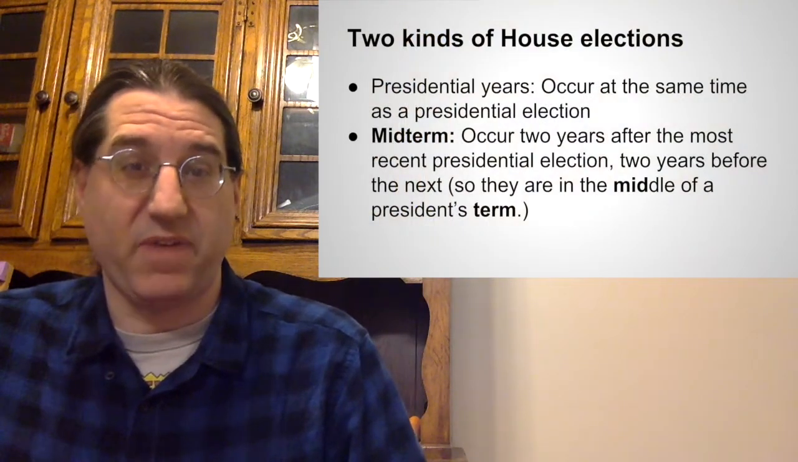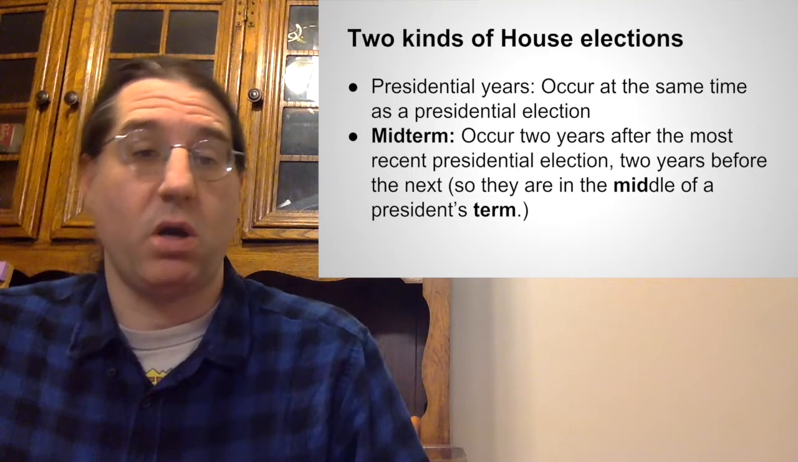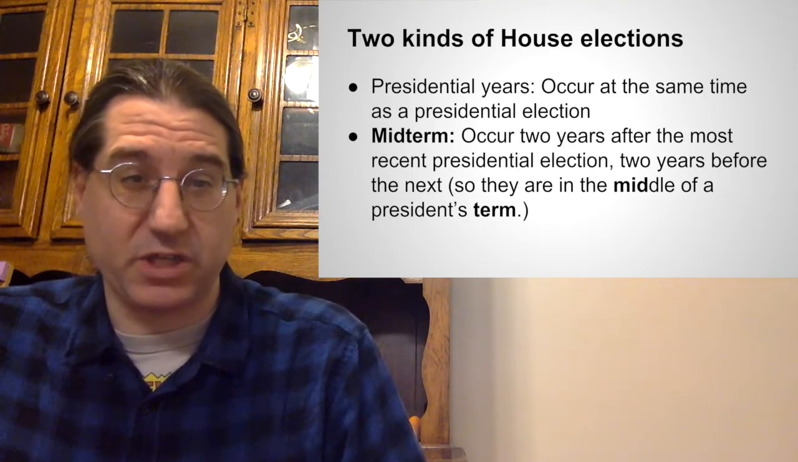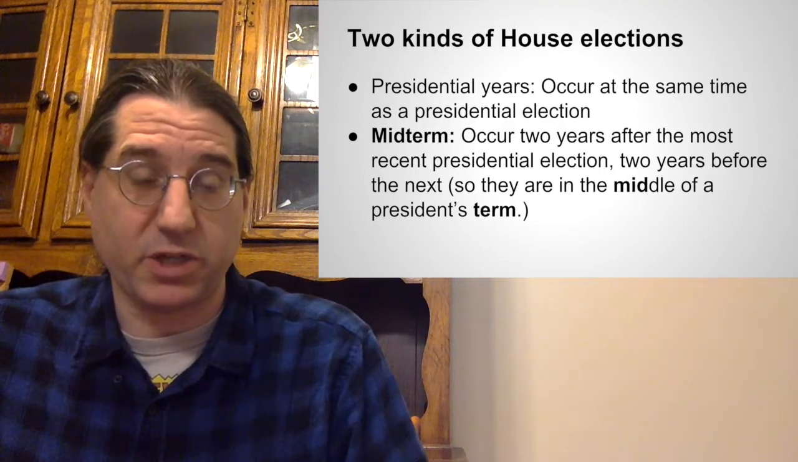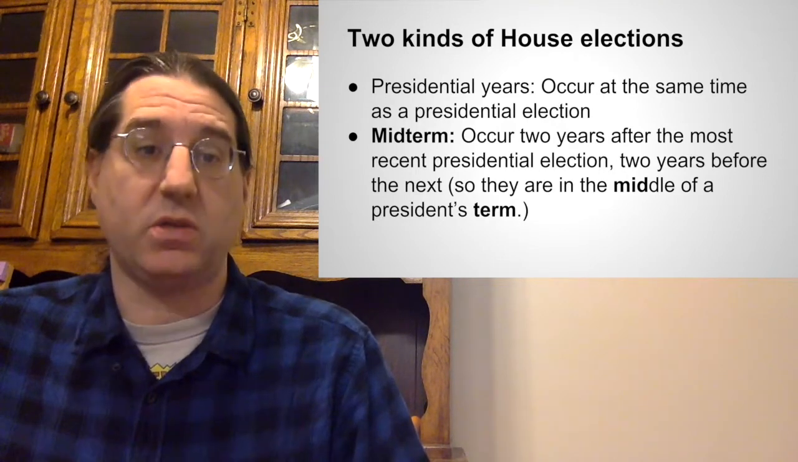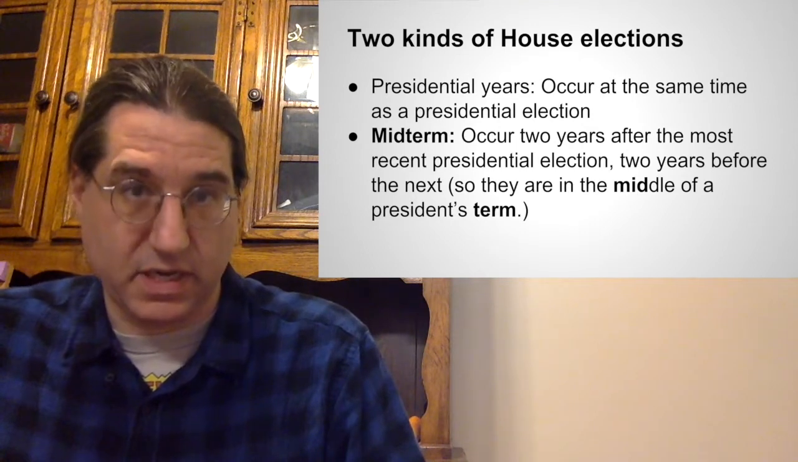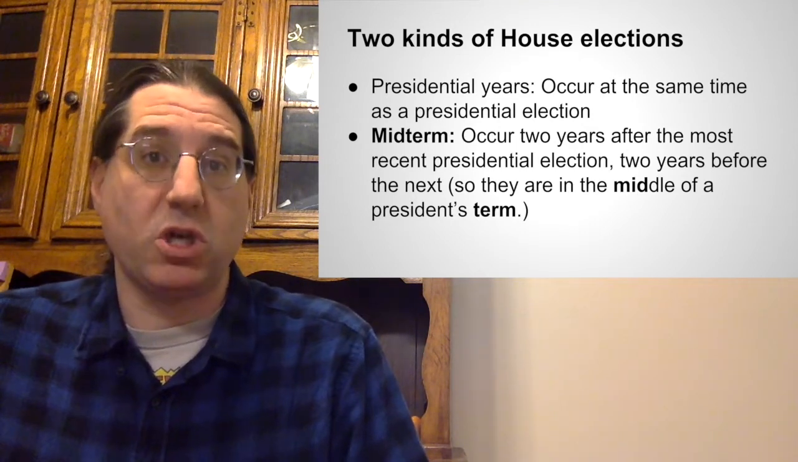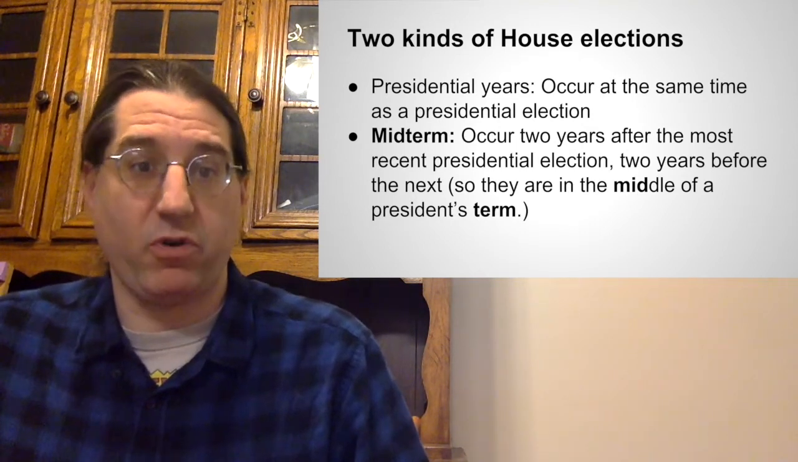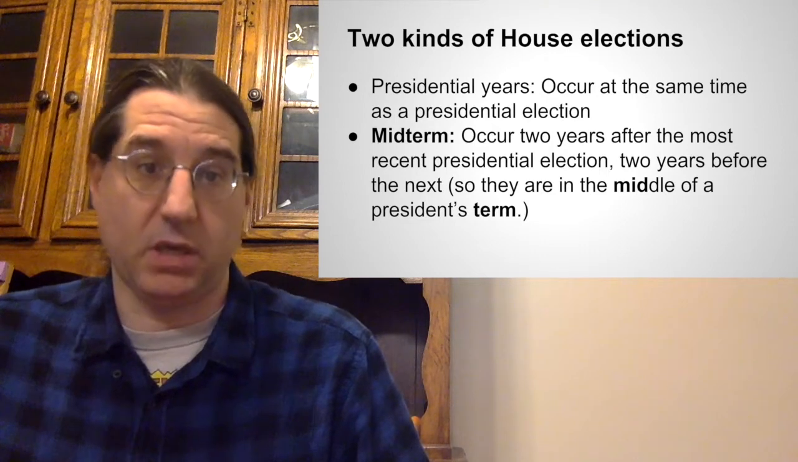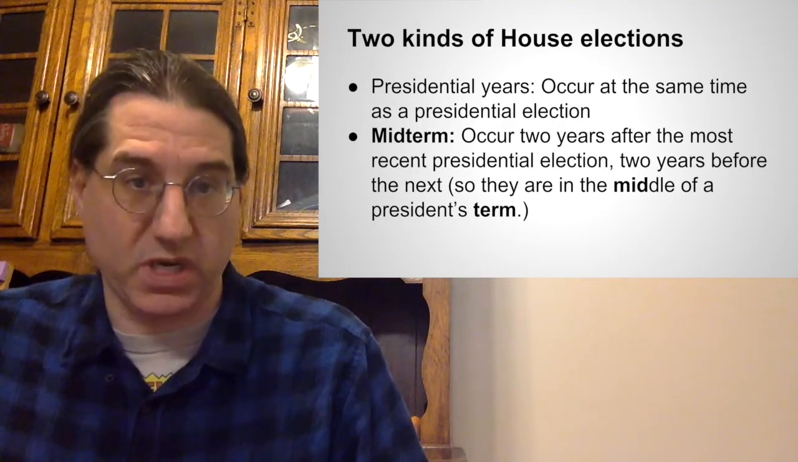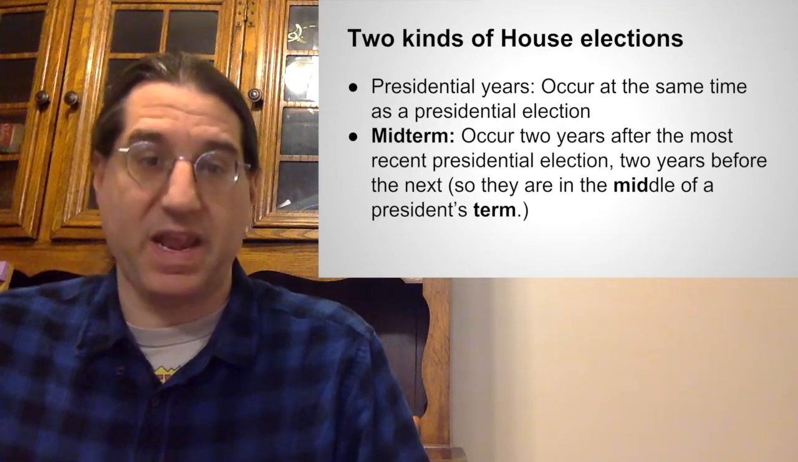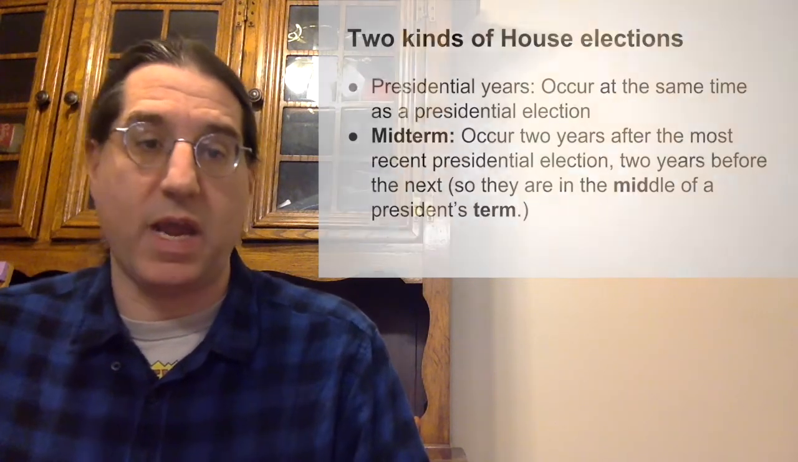Now, because members of the House are elected every 2 years, there's actually a significant difference between different types of House elections. There are the House elections that occur in presidential years, at the same time as a presidential election, like 2008, 2012, 2016. And then there are the midterm elections, which are 2 years after a presidential election, in the middle of the president's term. So 2010, 2014. The next midterm election will be 2018.